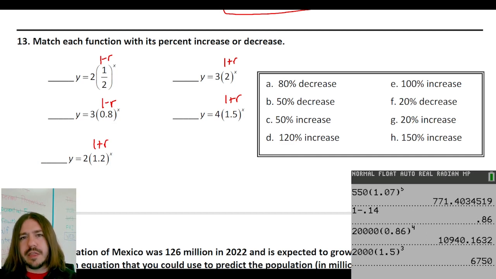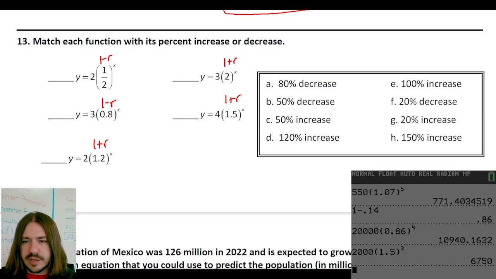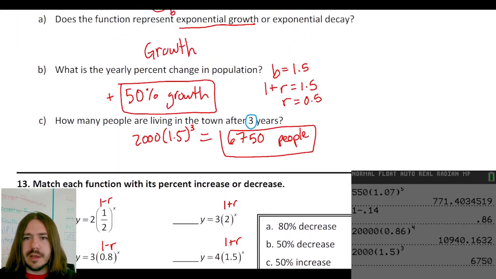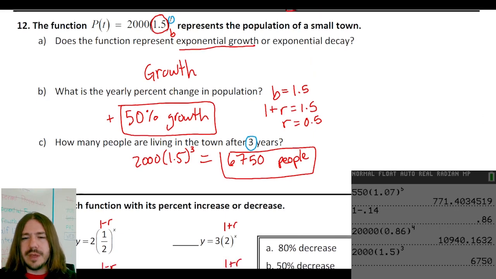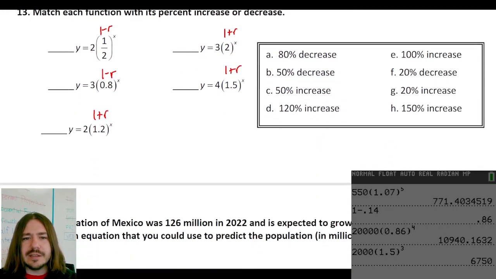So one way to think about the rate, like on the last one, I sort of just worked out this little equation. Let me scroll back up a little bit so you can see. I set up the equation 1 plus r equals the b value and then solved for r, which you can definitely do here. But another way to think about it is just to find the difference between the number that you see and 1. And if it's smaller than 1, it'll be a decrease. If it's bigger than 1, it'll be an increase.